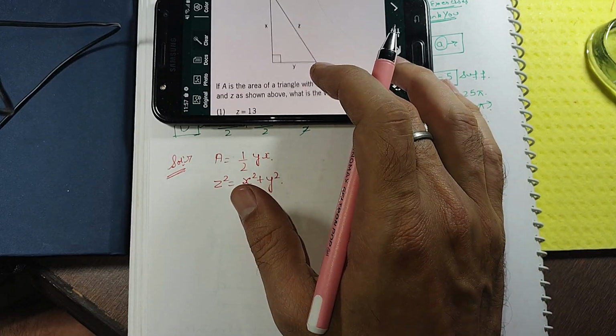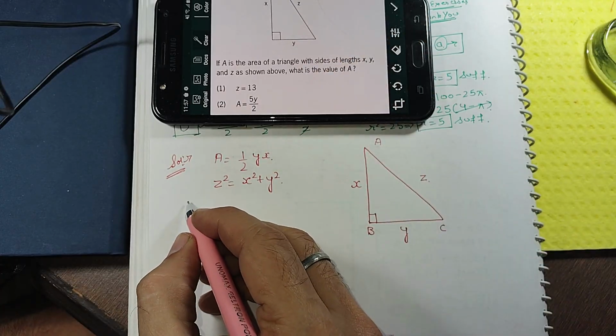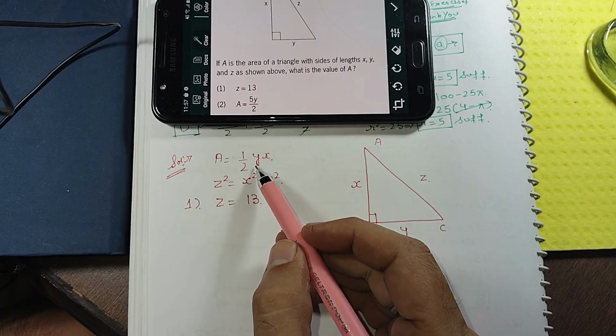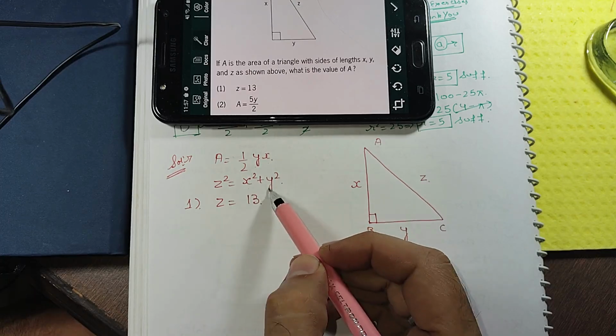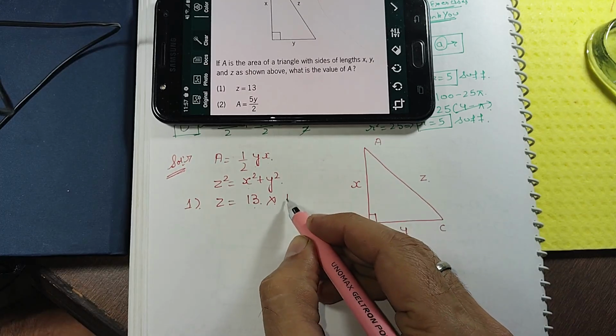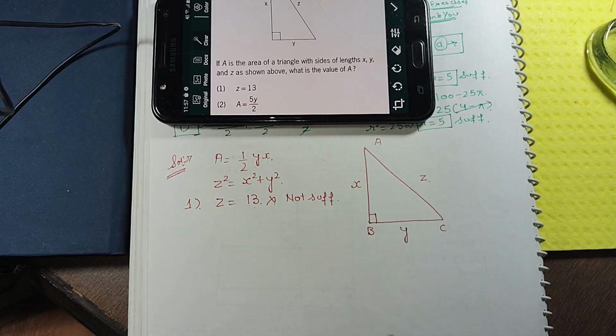Now moving to statement 1. Statement 1 gives us the value of z. So z is given to be 13. Now we can't find both the unknowns x and y with the help of z. So this statement is not sufficient. We would say not sufficient to answer this question. So statement 1 alone is not sufficient.